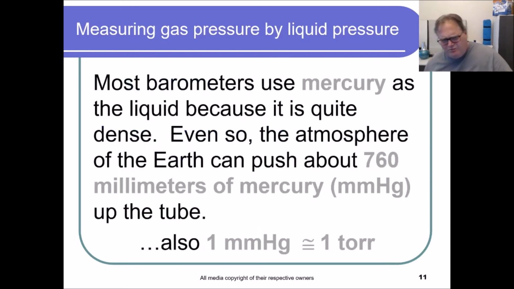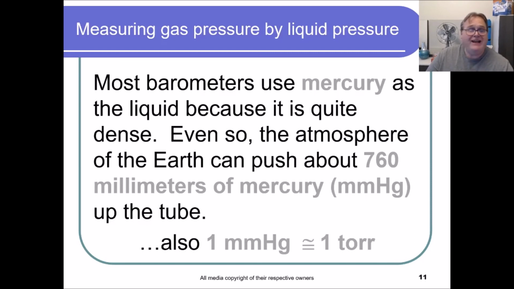Now again, most barometers use mercury as the liquid. That's because mercury is one of our metals that is liquid. There aren't too many metals that are liquid. Mercury is one. Gallium is usually a solid at room temperature, but it will melt in your hand. So effectively, it turns out mercury is quite dense, and that's a good reason to use it.